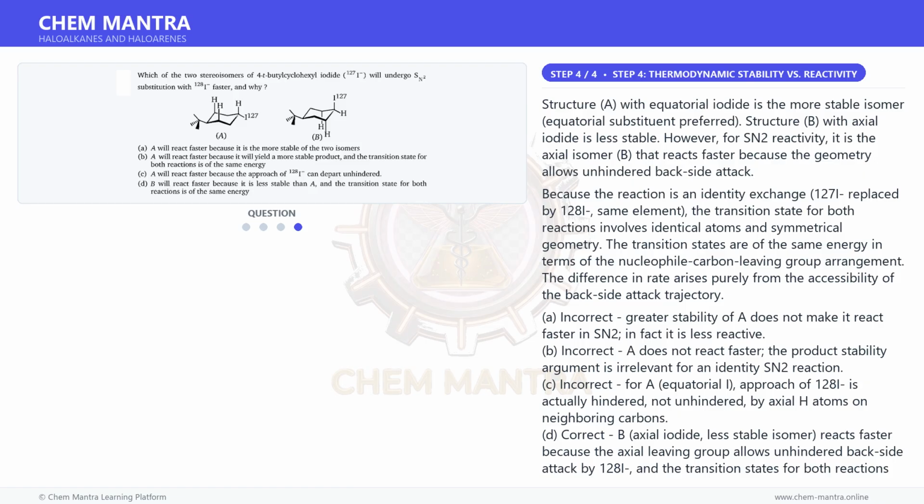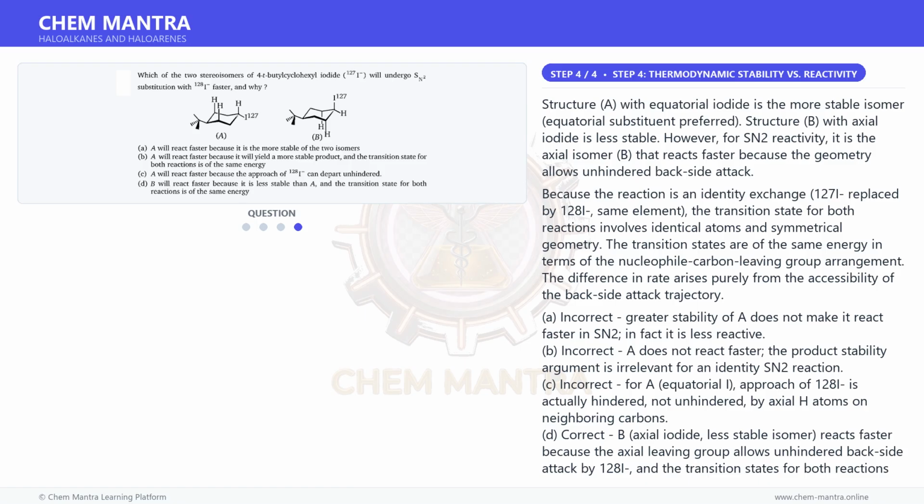A. Incorrect. Greater stability of A does not make it react faster in SN2; in fact, it is less reactive. B. Incorrect. A does not react faster. The product stability argument is irrelevant for an identity SN2 reaction. C. Incorrect. For A, equatorial iodide, approach of 128I is actually hindered, not unhindered, by axial H atoms on neighboring carbons.